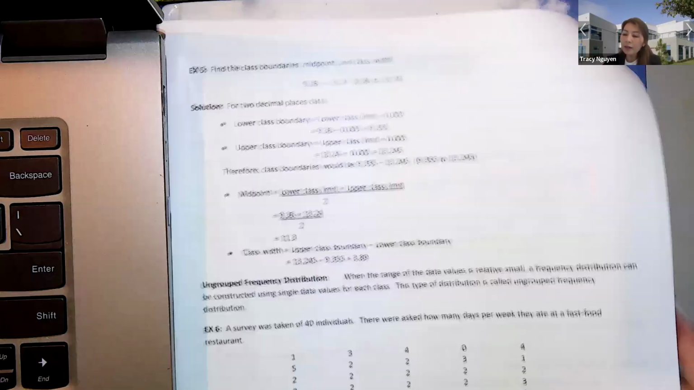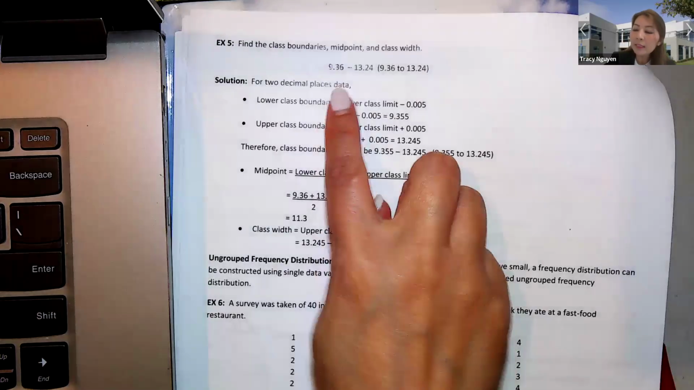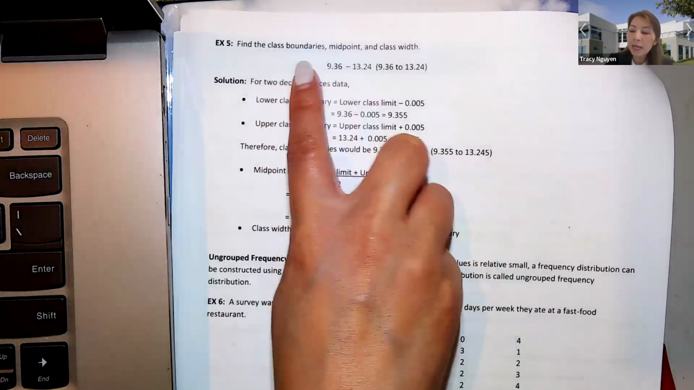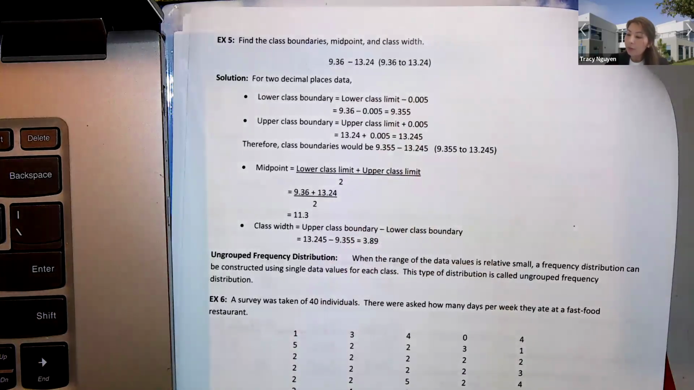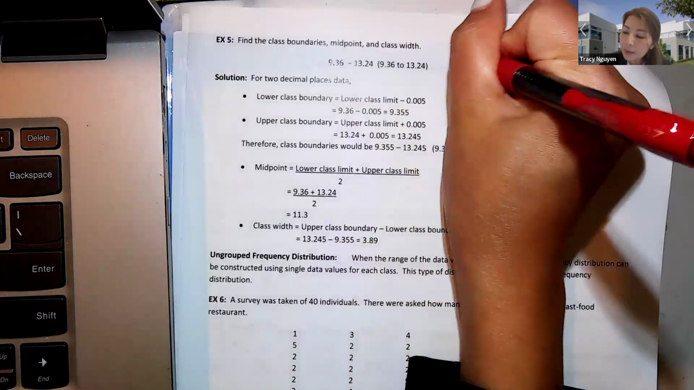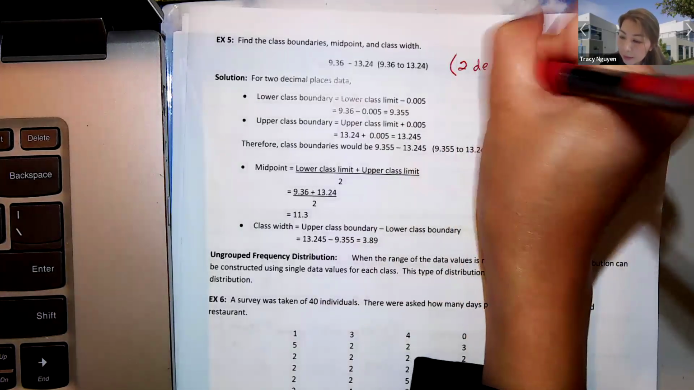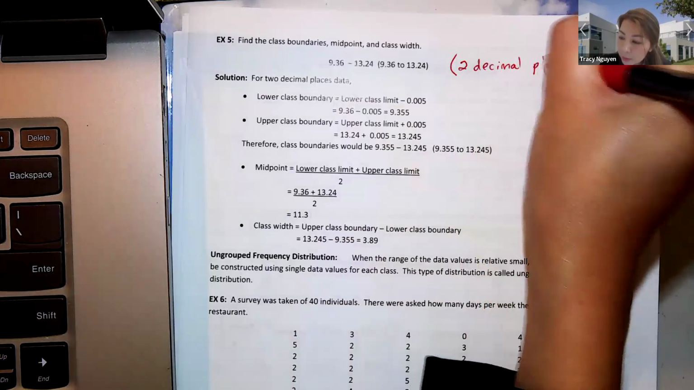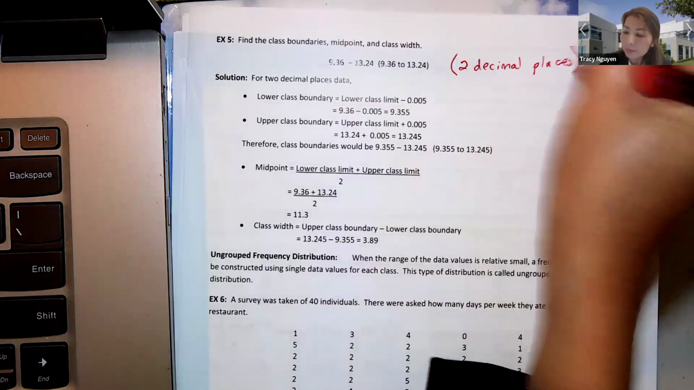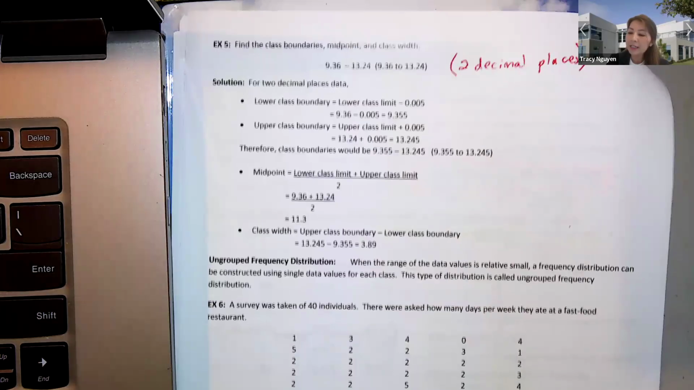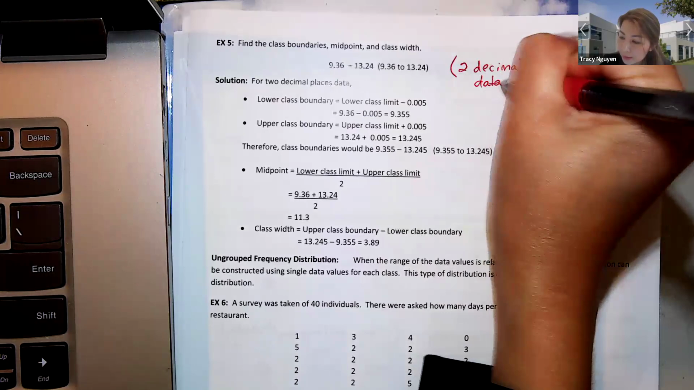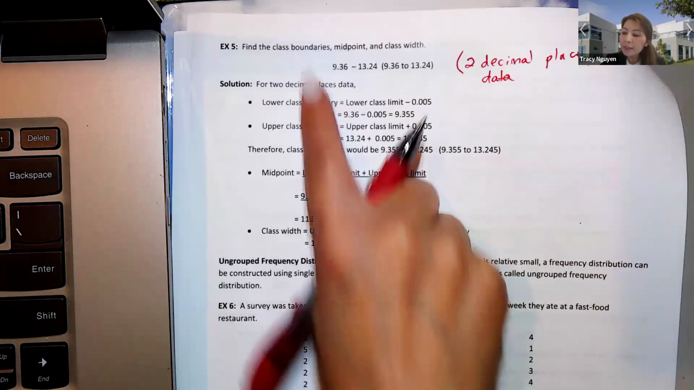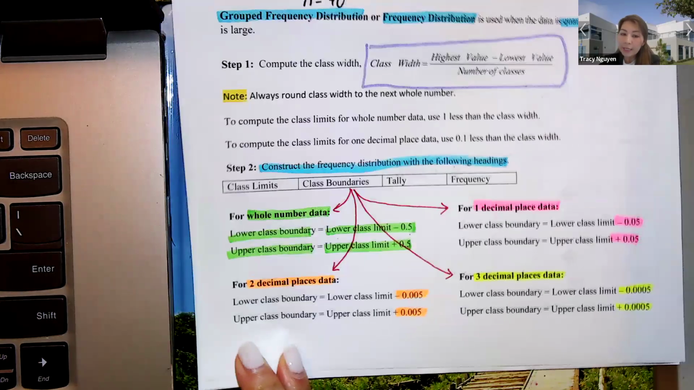And what we have here on example 5, we see that we're still looking for class boundaries, midpoint, and width. But in this data, we have 2 digits after the decimal point, meaning that we have 2 decimal places. Okay, so what we see here for 2 decimal places data, how do we find our class boundaries? Let's revisit what I said here.